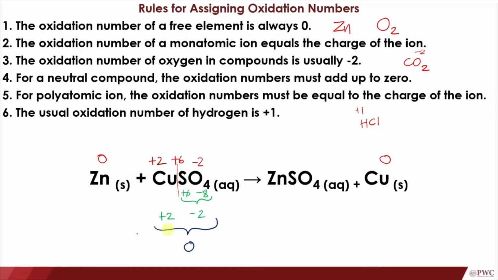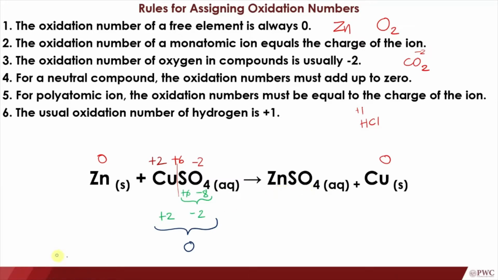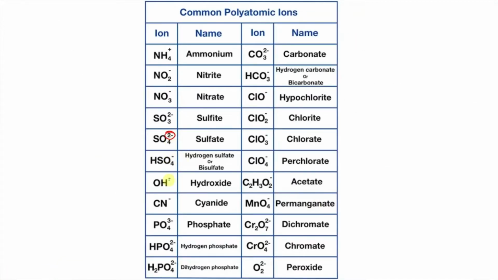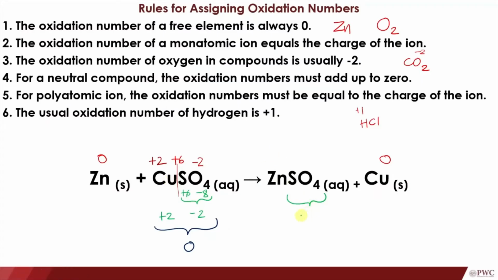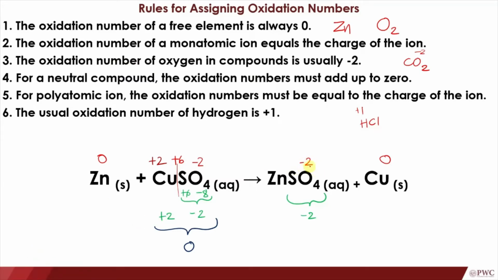Let's go to zinc sulfate. So zinc sulfate, the same thing, is composed of zinc ion, then sulfate ion. Again, the overall charge of sulfate, as we have discussed earlier, is -2. The oxygen oxidation number should be equal to -2. If we have 4 oxygen, that would be 4 times -2. Therefore, the overall charge of oxygen on this sulfate ion is -8. Again, the overall charge should be -2.